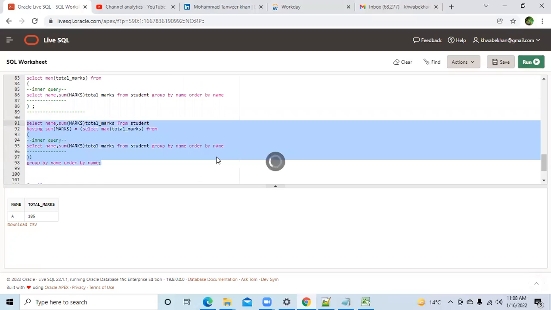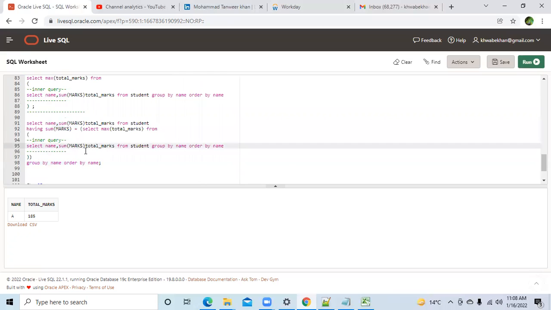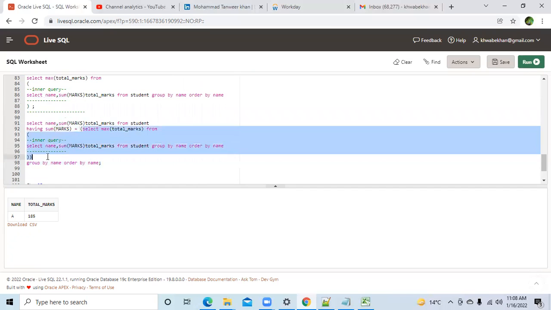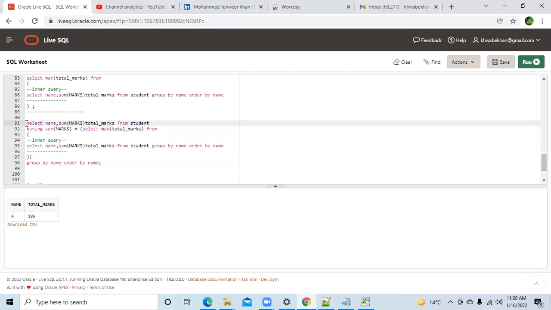So now you have two inner queries. You got the output, 185. What will run first? First of all, this will run. After this, this will run. And based on this output, the final output, this will run.